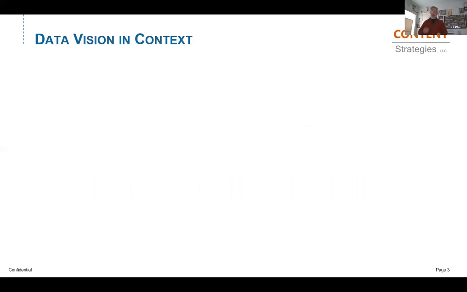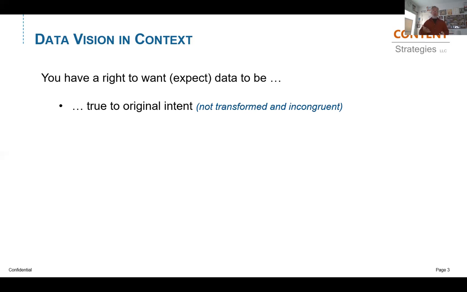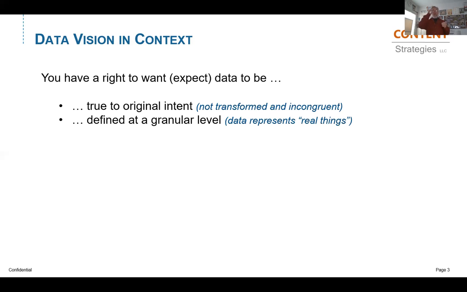And if you think about it, and we put this in context for you, you have a right to expect the data that you're using to be true to original intent, right? Not transformed, not mismatched or incongruent, because it represents real things, right? So it should be defined at the most granular atomic level to actually be able to capture the reality of the things that it's represented.